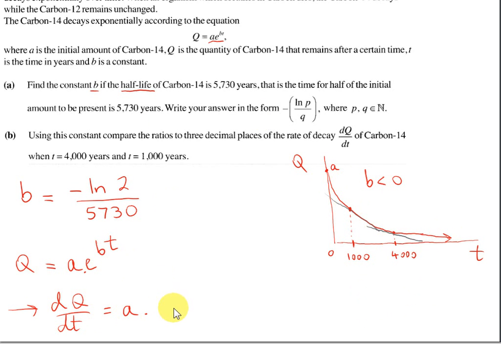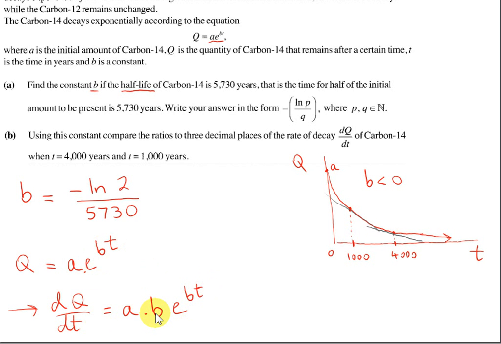Well, when you differentiate e to the power of something, we just get that function. But now we have to use the chain rule, because the power is b times t. The derivative of a constant times t with respect to t is just that constant. It's just b. So there's the derivative. When you differentiate e to the power of something, you just write it down and you multiply it by the derivative of whatever the power is.